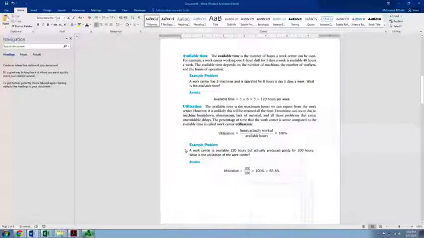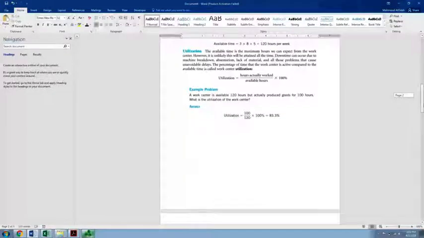Let's go ahead and take an example right away. A work center has 3 machines and is operated for 8 hours a day, 5 days a week. What is the available time? So we have 3 machines. Each machine will work 8 hours a day, and we have 5 days a week. So that would be 3 times 8 times 5. The available time is 120 hours per week available in that work center.